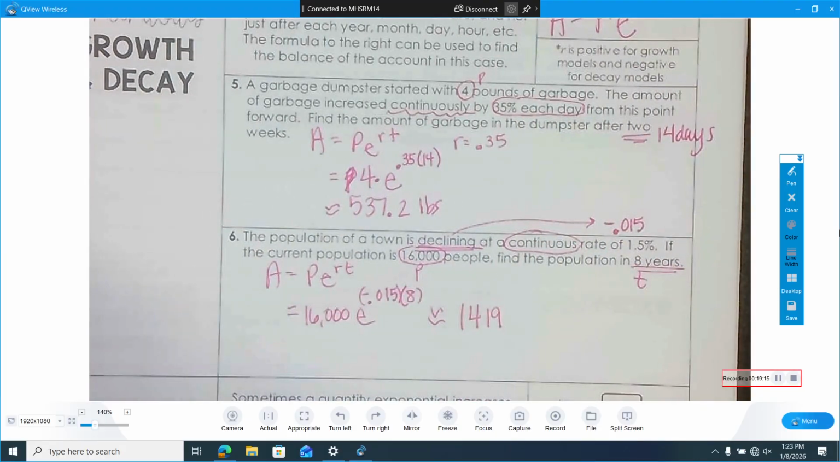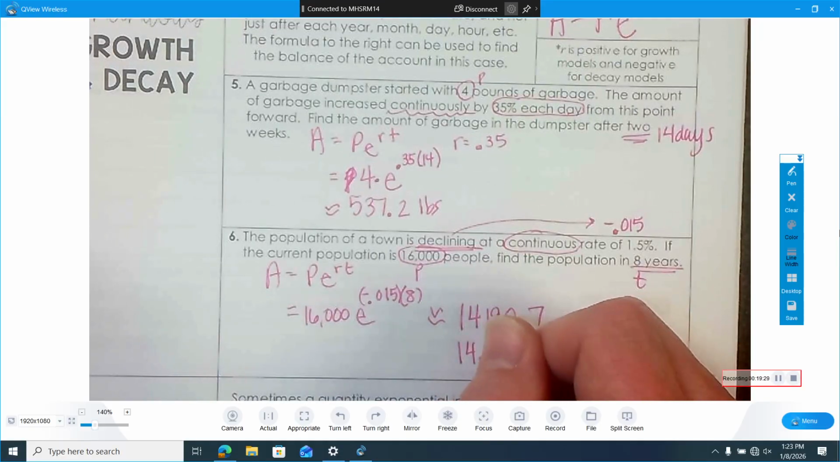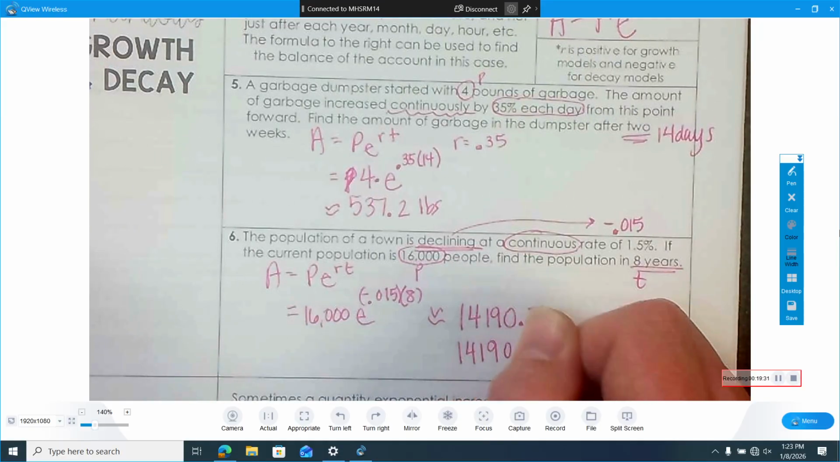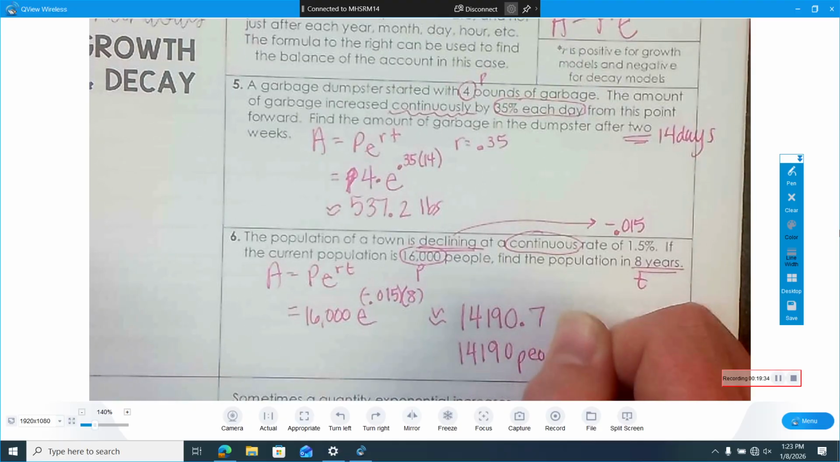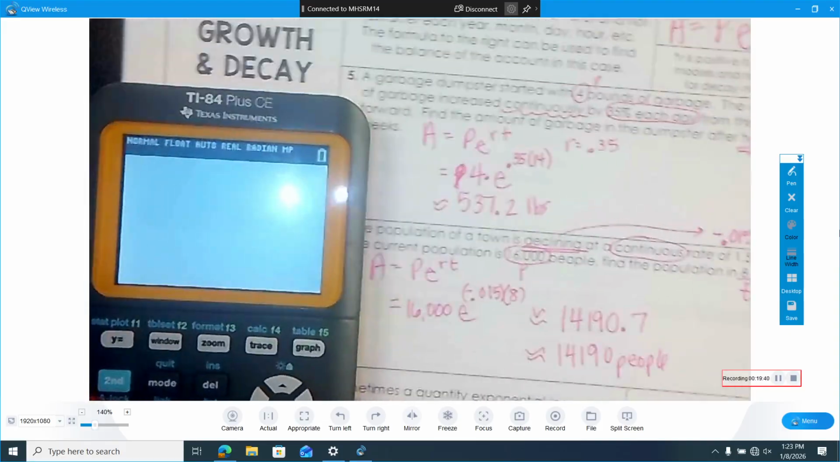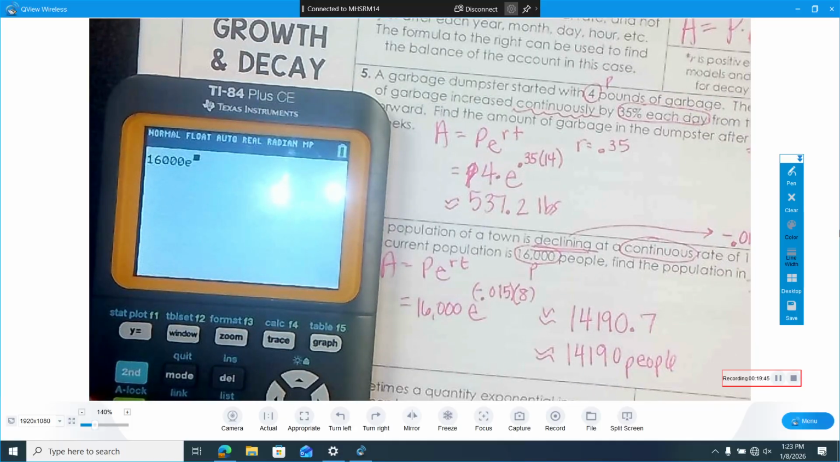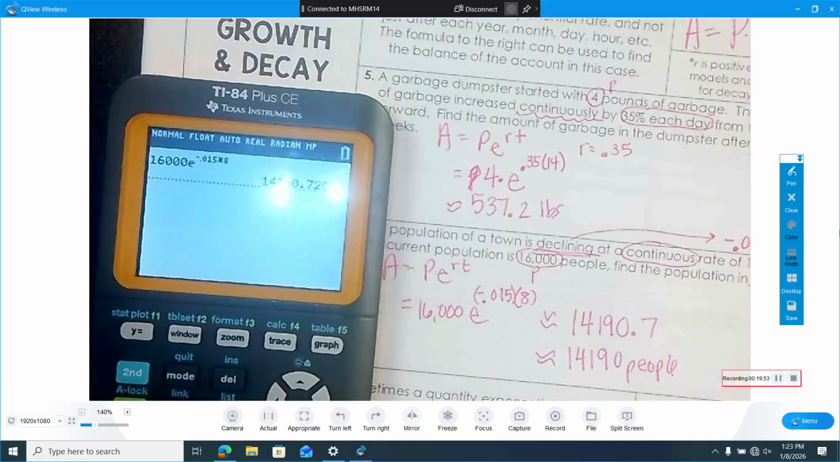That's rounded. Oh, okay. So was it 1419.0.7? Yeah. Oh, 0.7? But we can't have 0.7 people. I think that this is fine. Did your calculator say something different? I got 1400. Yeah, 0.015 times 8. Oops. I should have just done it in my calculator.